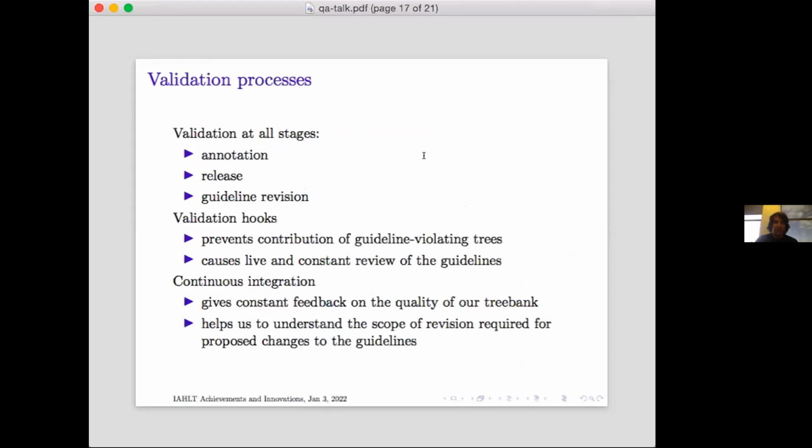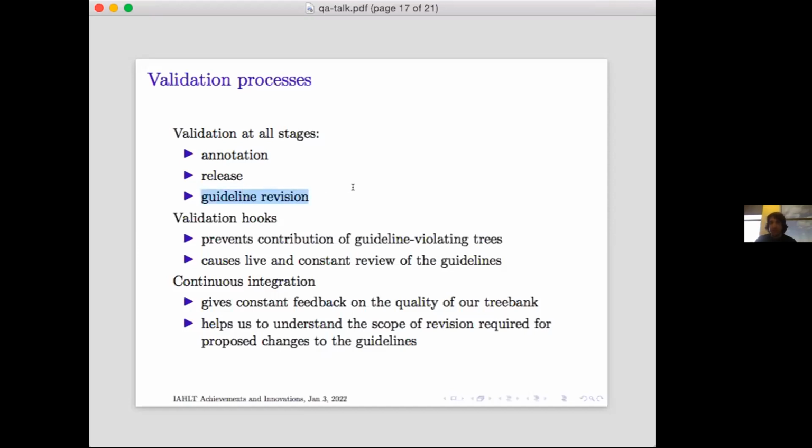So our validation processes now are to have validation at all stages. So at the annotation time, we're gradually incorporating and ratcheting up the aggressiveness of our validation for the annotators. At release time, we're running through automated and manual quality assurance at release, and we're running all of these scripts to find any possible inconsistencies or deviations from the guidelines. We're also using it now for guideline revision.